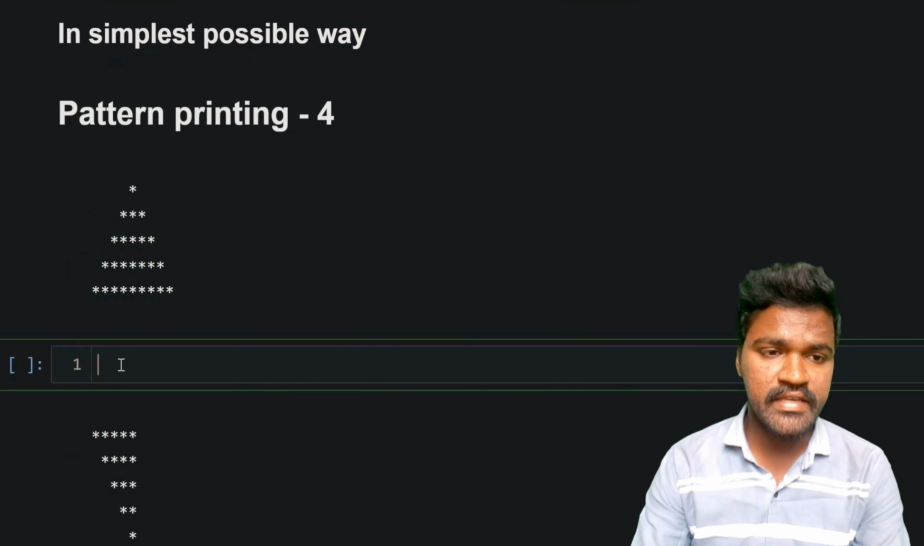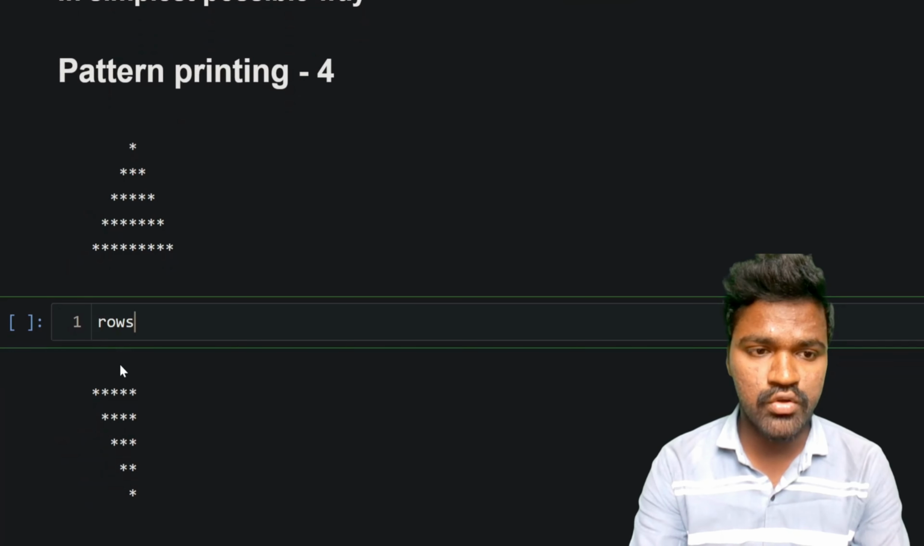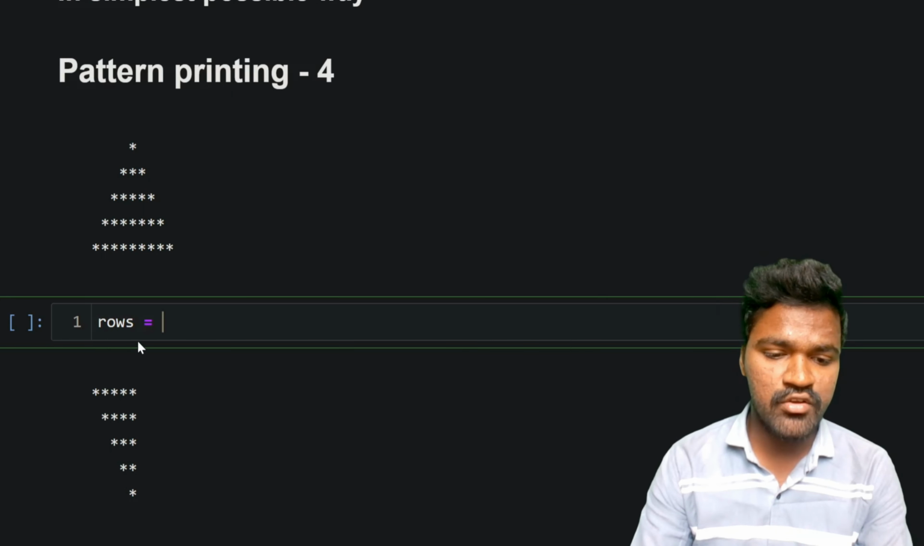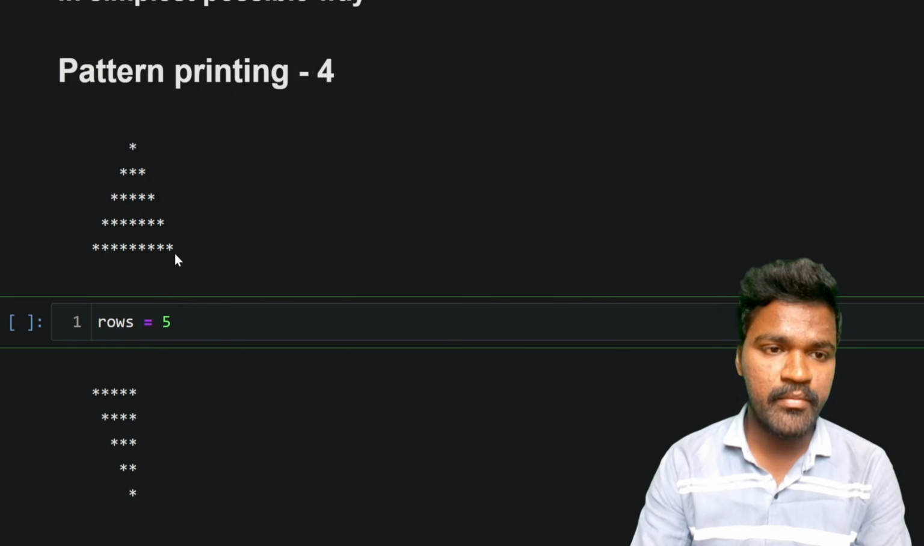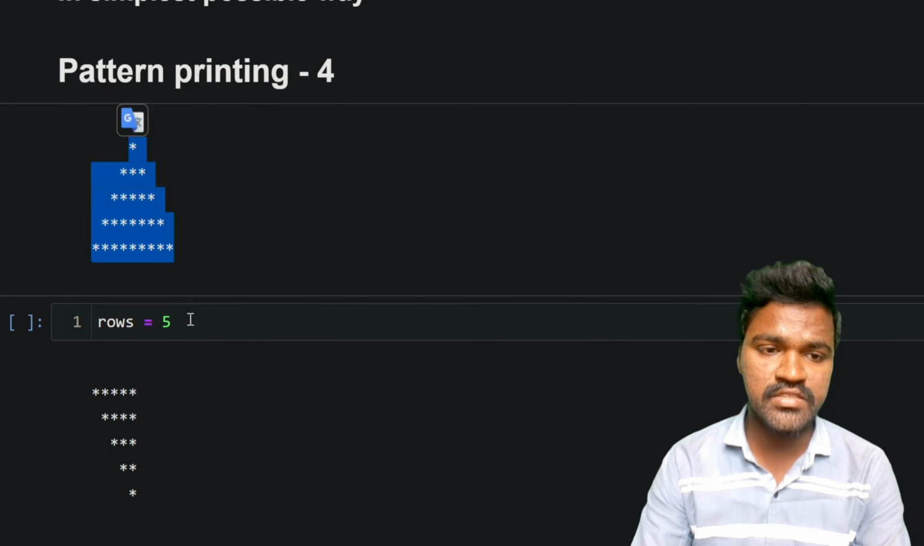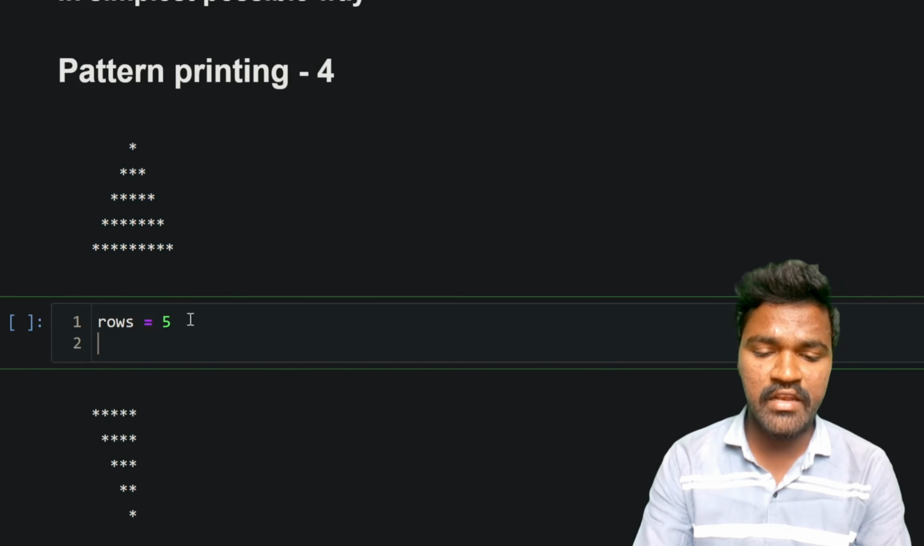Let's say I am first taking a variable as rows with a static value of 5, because I'm having five different rows here. Because of that reason, I'm taking the value as 5.